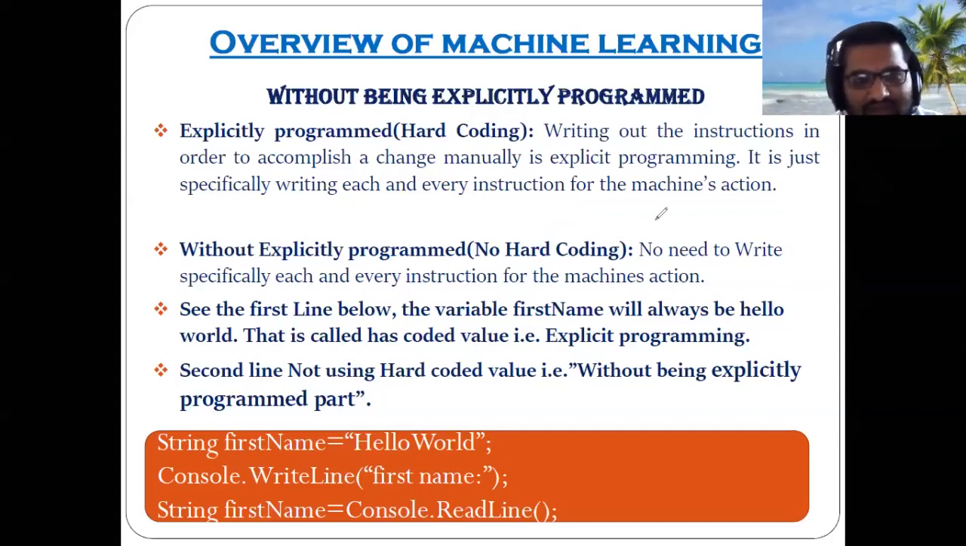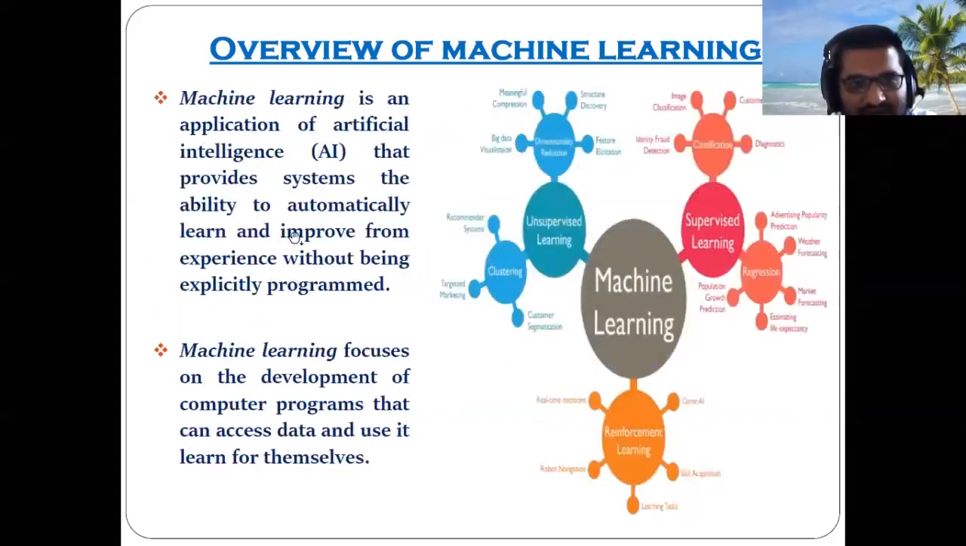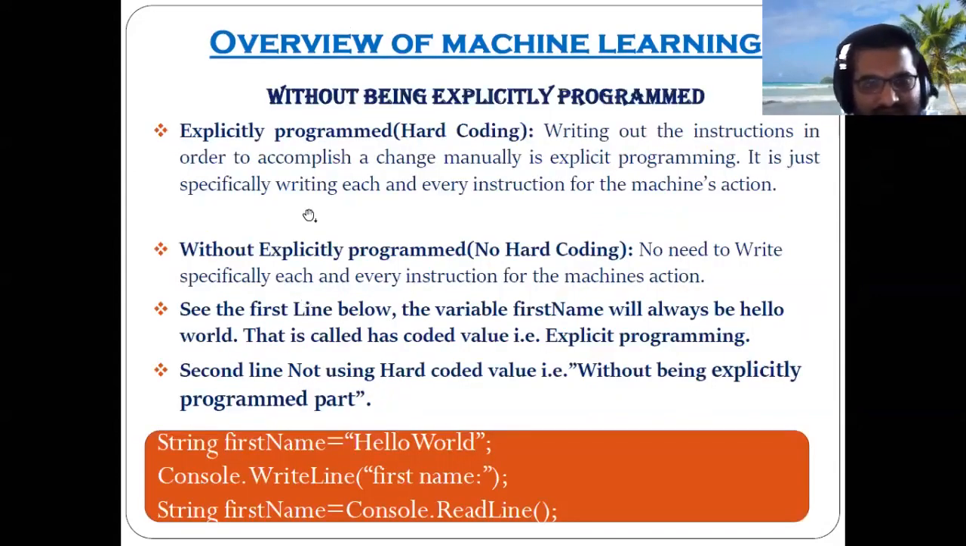In the definition of machine learning, you can see in the last part: improve from the previous experience without being explicitly programmed. First we understand what is actually meant by explicitly programmed. Explicitly programmed means what? Here in the bracket I have also mentioned hard coding. Can anybody tell me what is meant by hard coding? It means it does the task automatically without any human intervention, is that the hard coding you want to say?